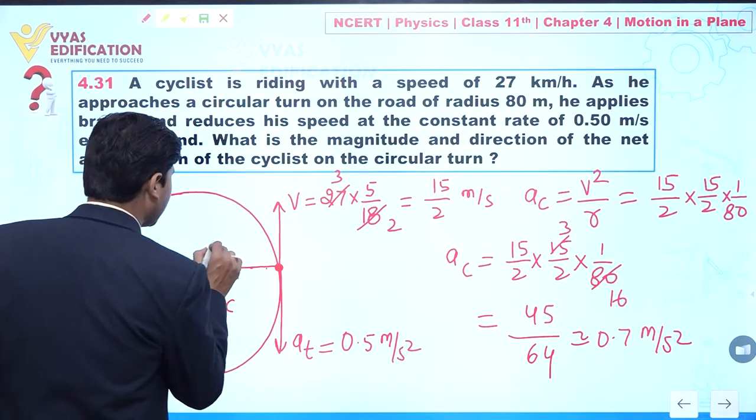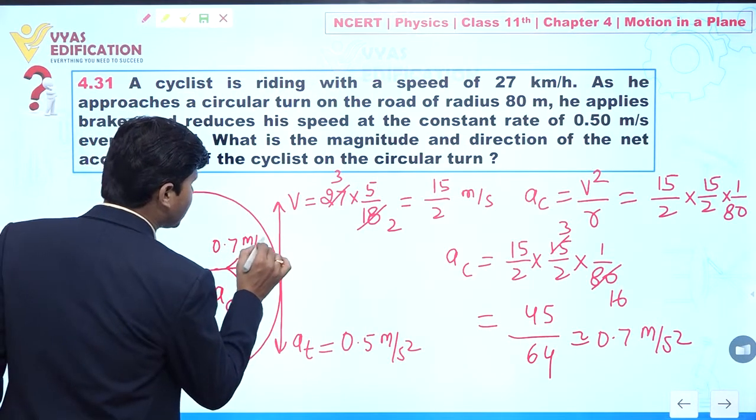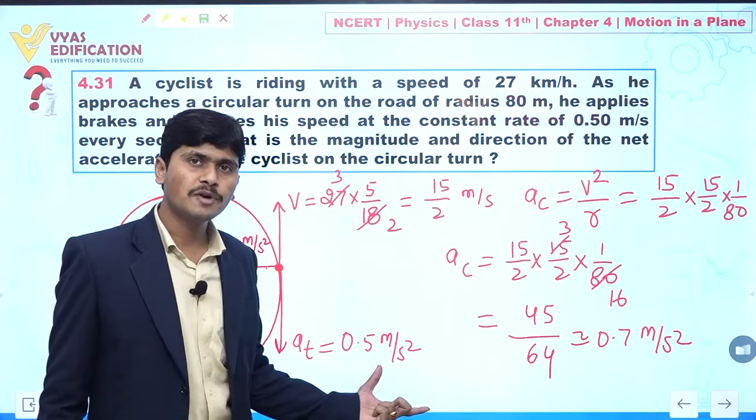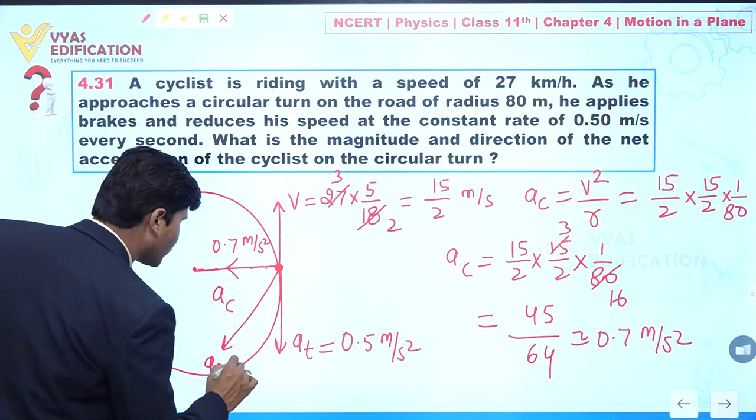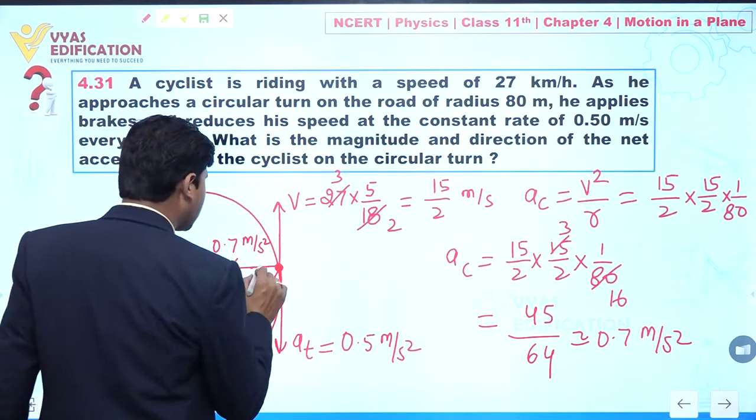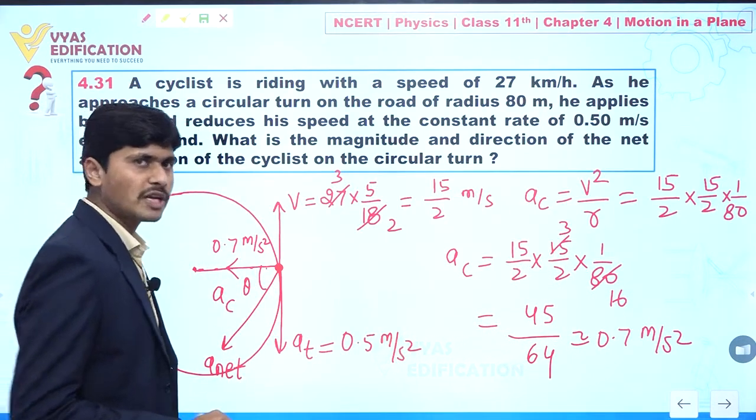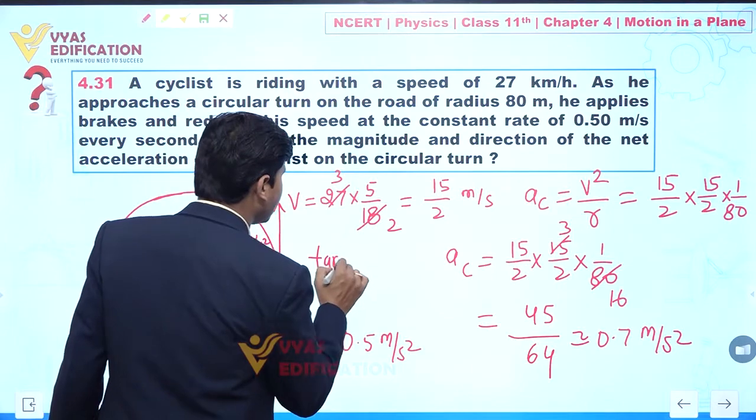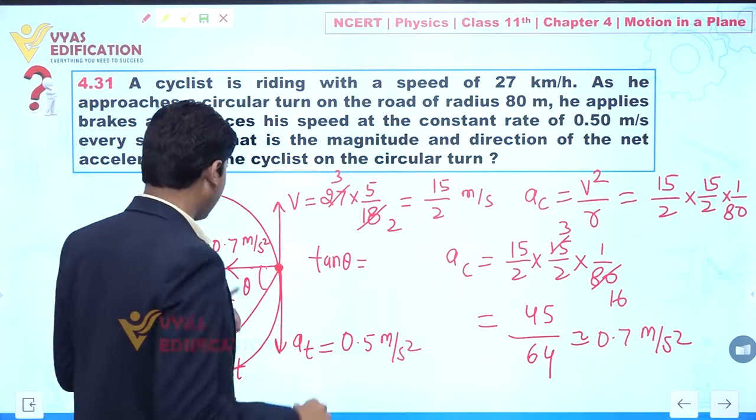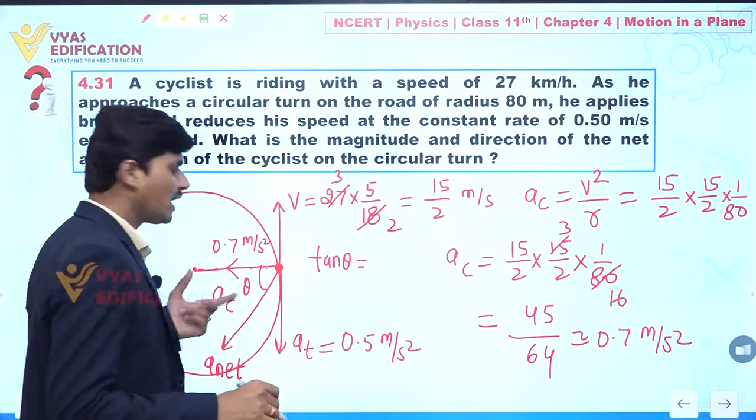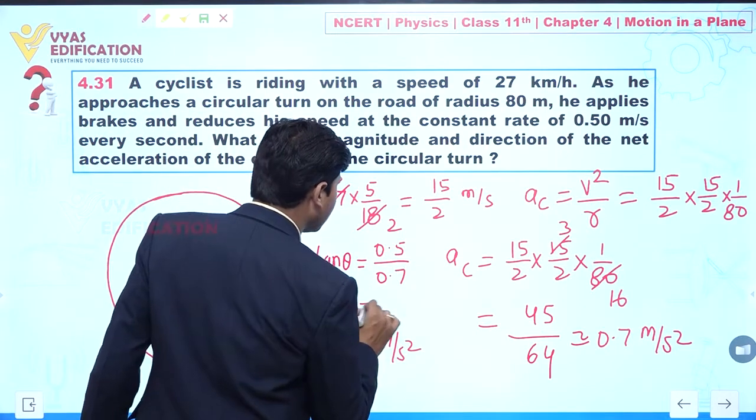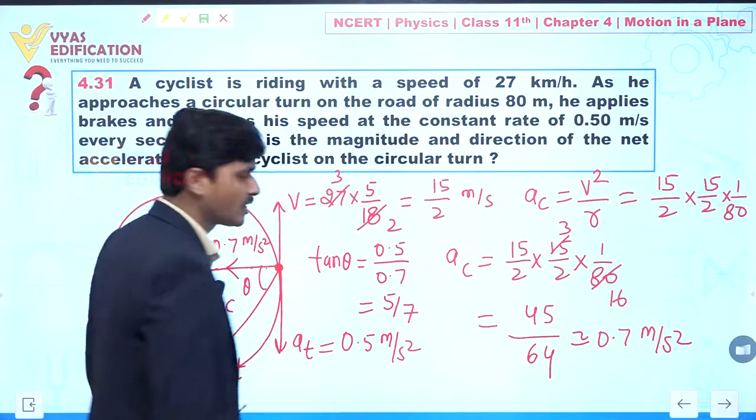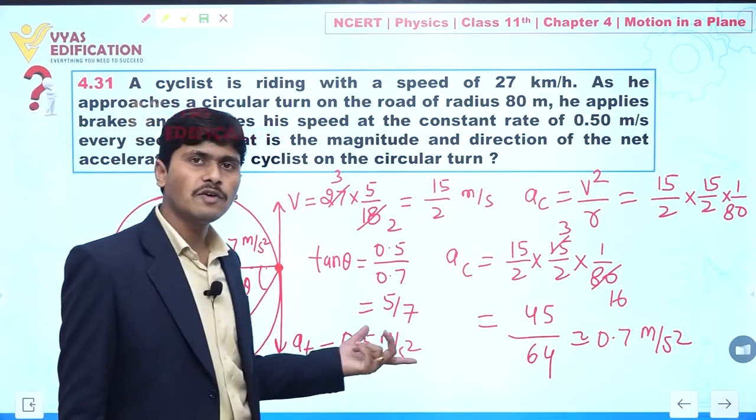Now you can say here we have this value 0.7 meter per second square, and this one is 0.5 meter per second square, so the net acceleration will act in this direction. This is A net. Clear? So let's suppose I take this angle as theta, so can we find the direction also? Yes, tan theta. Tan theta is given by AT upon AC, that is 0.5 upon 0.7. So this is equal to 5/7. So from here we can calculate the value of theta.